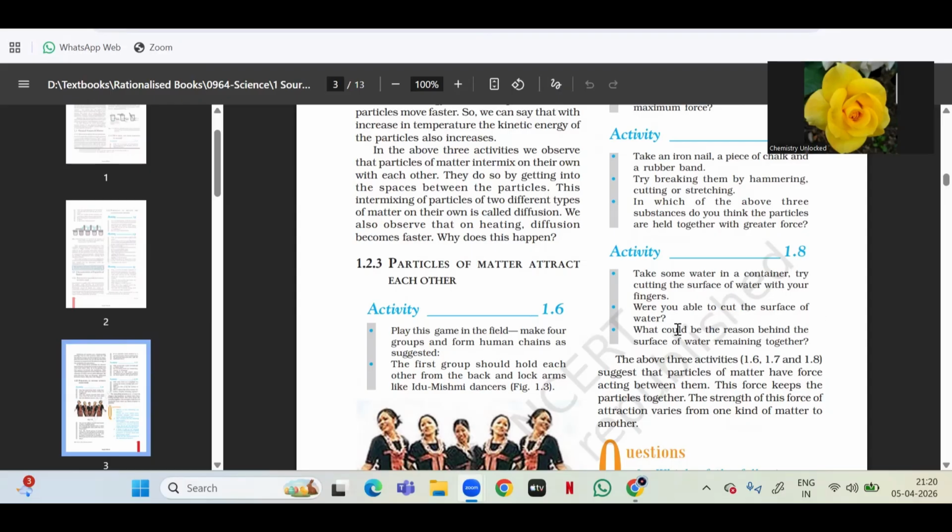Were you able to cut the surface of water? Yes. What could be the reason behind the surface of water remaining together? So very good question over here.